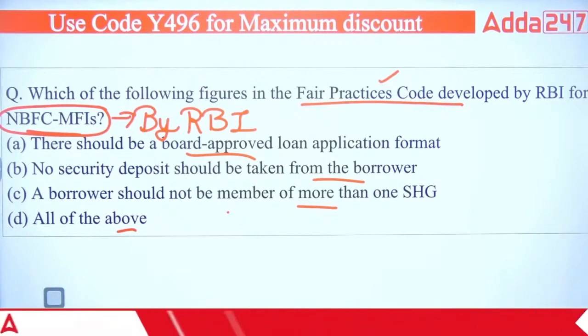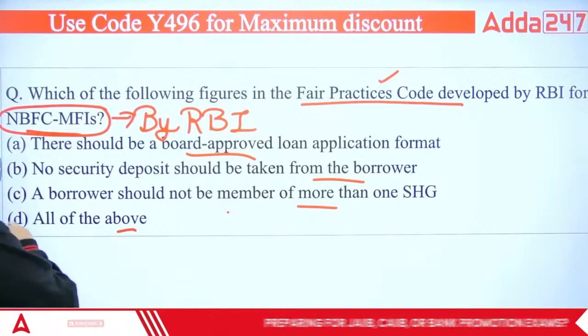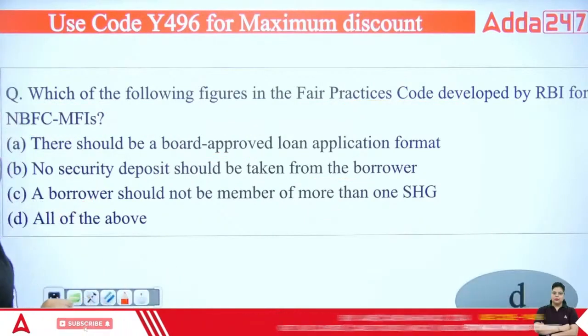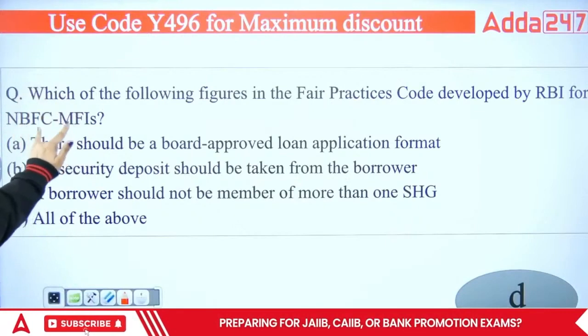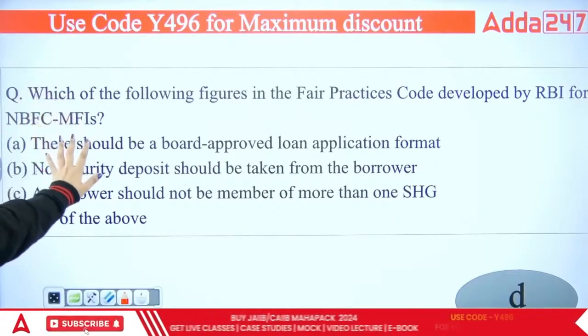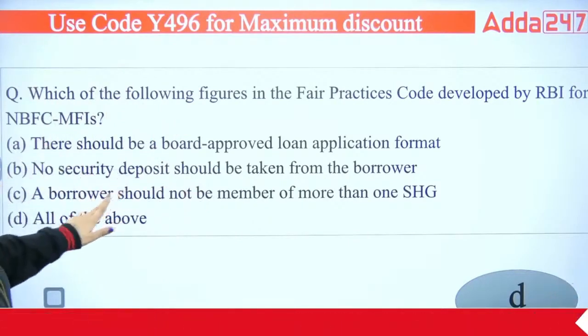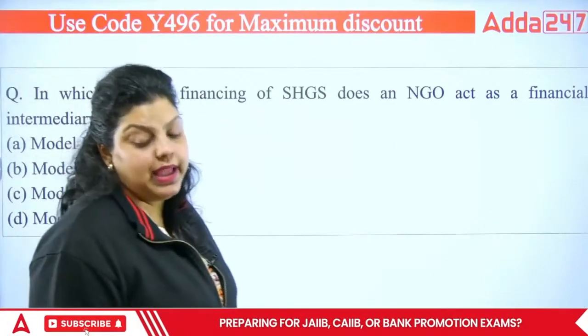Okay, so what are these conditions? Out of these 4, the right answer will be all of the above are the fair practice code that is given by Reserve Bank of India to the NBFC MFIs. And they are regulated by RBI. The other name of them is for-profit microfinance institutions. Clear? Next question.